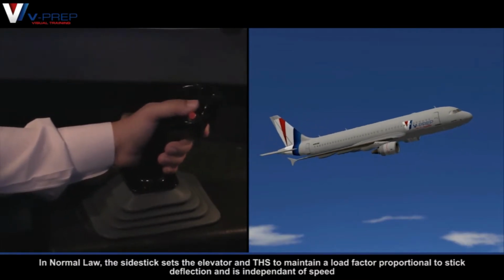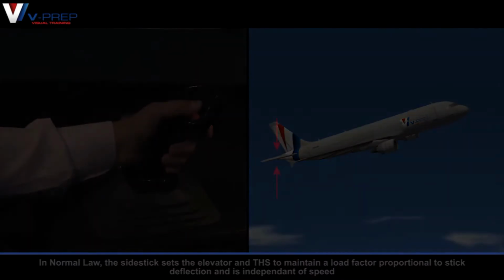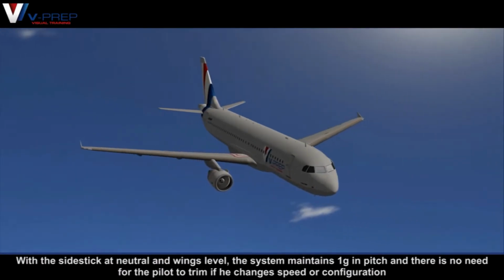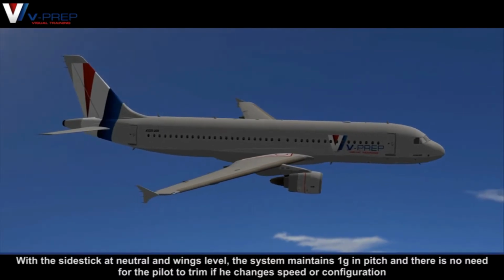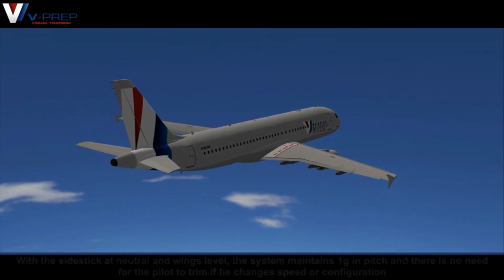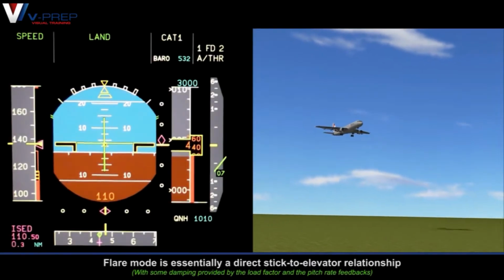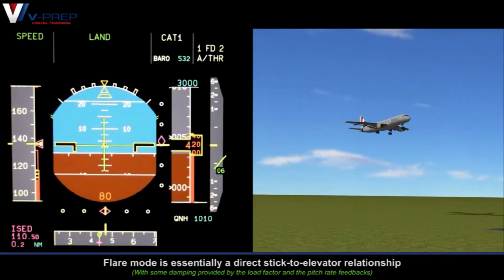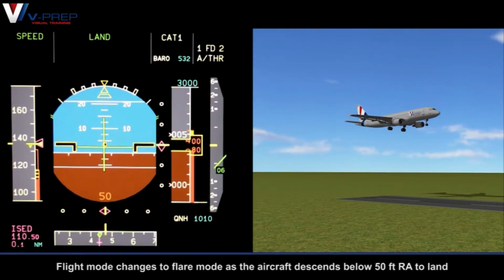And here we have an example of the normal law during the flight. As we can see now, how does it work? Alright, and now we are showing the flare mode. How does it work before landing? And what's the relationship with the elevator?